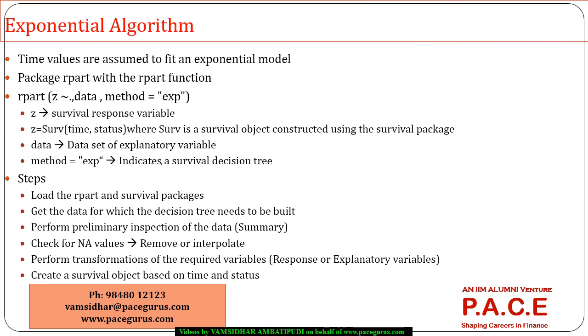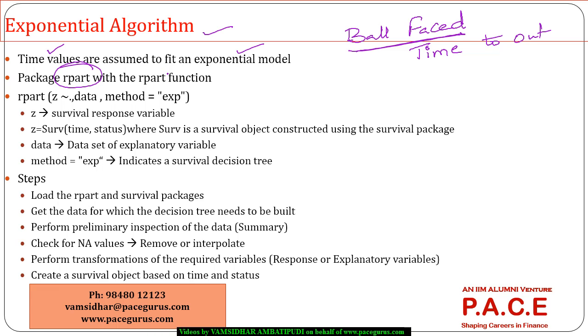Now, to execute this survival decision tree, there are a couple of algorithms. So in R, we will use the exponential algorithm. Here the assumption is that the time values, in our case the balls faced, because we have taken balls faced for this example, is the time-related part here, time to out, balls faced to out. So the time values are assumed to fit an exponential model. For that, we will install the package rpart and I will use the rpart function here.